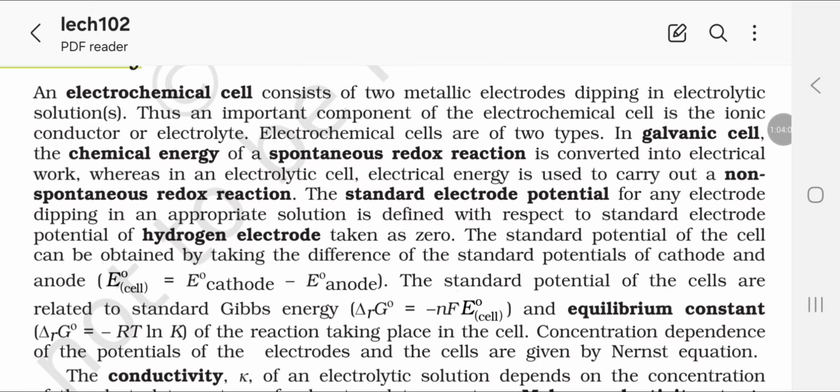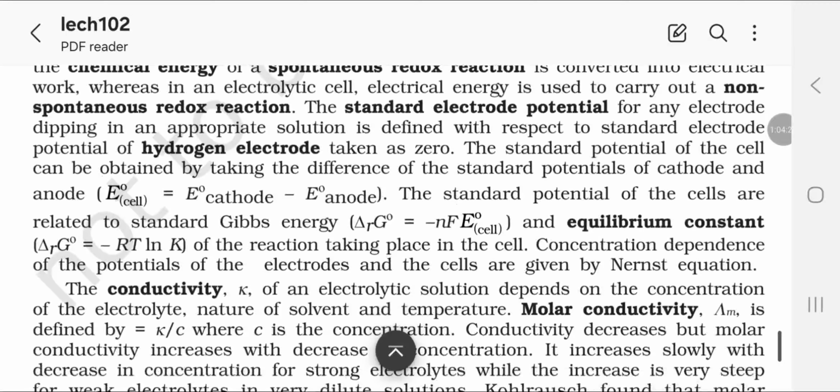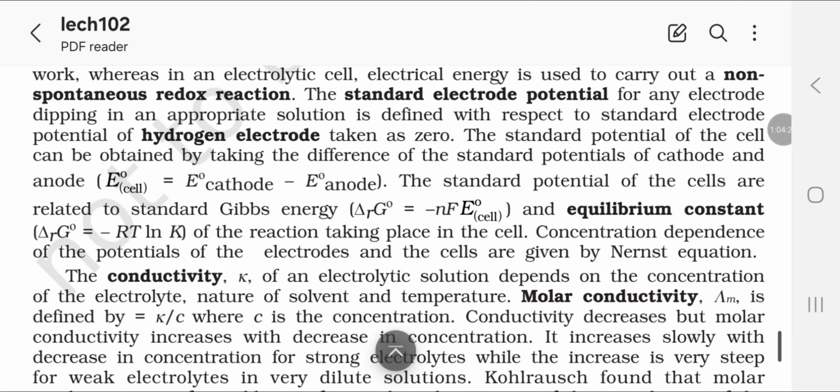The standard electrode potential for any electrode dipping in an appropriate solution is defined with respect to the standard electrode potential of hydrogen electrode, taken as 0. The standard potential of the cell can be obtained by taking the difference of standard potentials of cathode and anode. E° cell is equal to E° cathode minus E° anode. The standard potentials of cells are related to standard Gibbs energy and equilibrium constant of the reaction taking place in the cell. Concentration dependence of the potential of the electrodes and the cells are given by the Nernst equation.